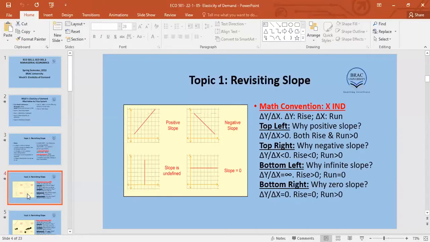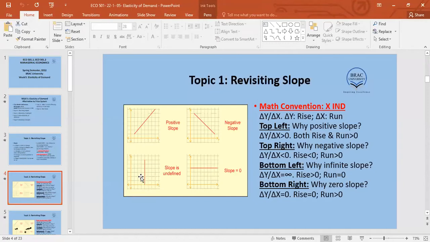We do need to look at this. This is positive slope. We are all familiar why, right? Yes, sir. X and y are both increasing and decreasing in the same direction. So x is the reference variable. If x increases, y also increases. If x is decreasing, y is also decreasing. That's why we say it's a positive slope. In panel 2, x and y are changing in opposite directions. That's why we call it negative slope.